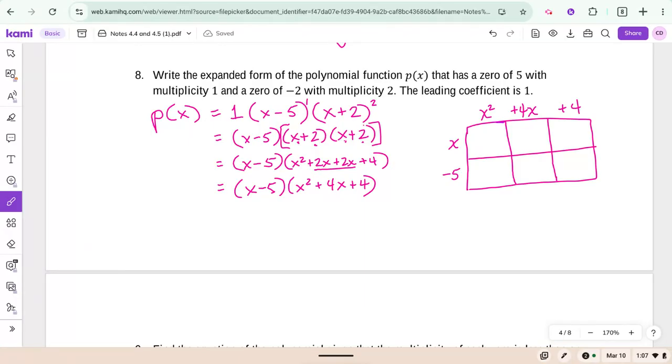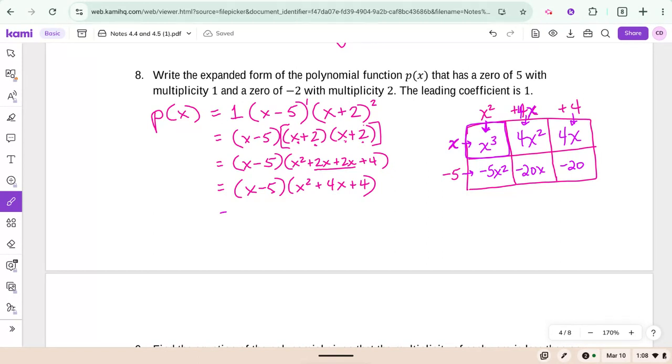So in this first box, you're multiplying x squared times x. So x squared times x, which is x to the 3rd power. And then keep moving with this: x times 4x would give you 4x squared. And then x times 4 is 4x. Now in this row, we're multiplying negative 5 times x squared, which is negative 5x squared. Negative 5 times 4x would be negative 20x. And negative 5 times 4 is negative 20.